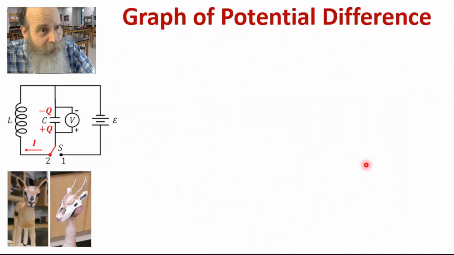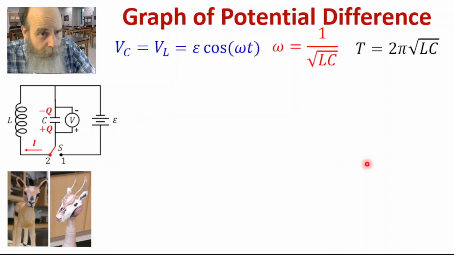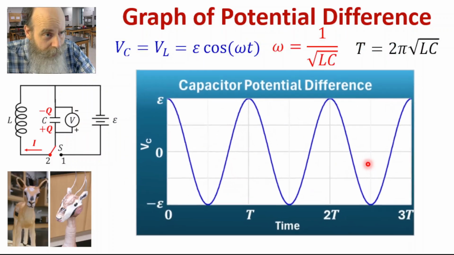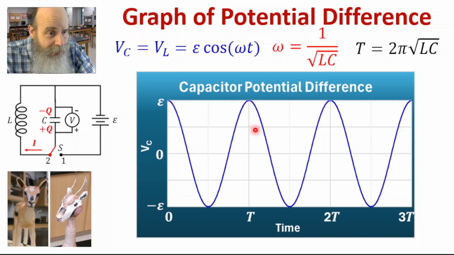Let's look at a graph of potential difference versus time. So there's our potential difference. It's a cosine. There's omega, there's t. So this is what we get, a cosine function. Equilibrium is 0. It goes between negative E and positive E. And we have one cycle from 0 to T, another cycle from T to 2T, and then another cycle from 2T to 3T. So this is what we expect the potential difference across the capacitor to be in our experiment.